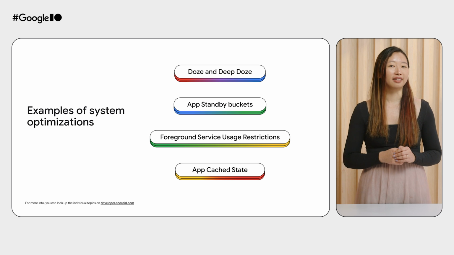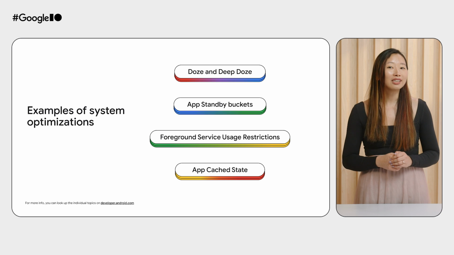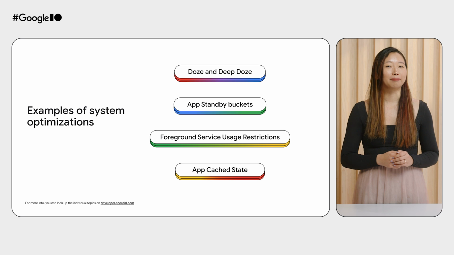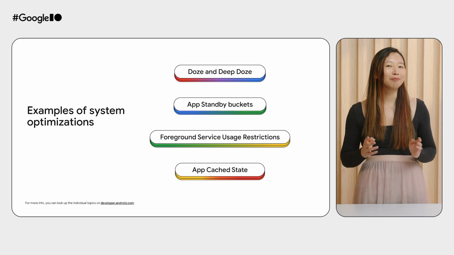Another question you might be thinking: shouldn't the Android system be responsible for optimizing the usage? Yes, historically, Android has optimized the consumption in the following ways: doze and deep doze, app standby buckets, app cache state, foreground service usage restrictions, and more. Despite the number of optimizations and APIs we've introduced, they are only effective if you're also using the right tool in your toolbox. That's what this talk is about. Developers like you have a large influence on how successful the device is at managing energy consumption. Let's dive into how to do that.